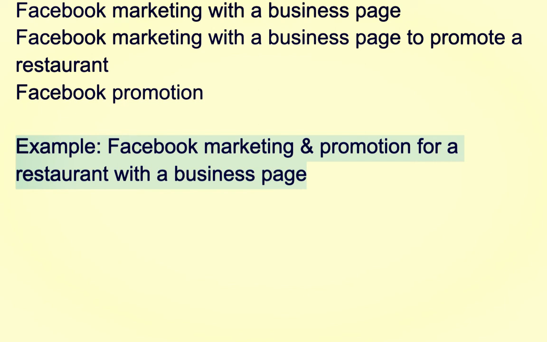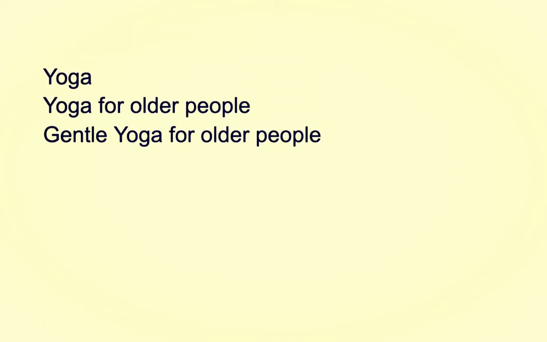The actual options are almost endless. Now, let's look at a very different example. Let's say you're trying to rank for the word yoga, right? It's really hard. So let's try to find a niche, a long tail niche. How about yoga for older people? Okay, still probably competitive. So let's expand on that. How about gentle yoga for older people? Okay, probably less competitive, but probably still pretty competitive.